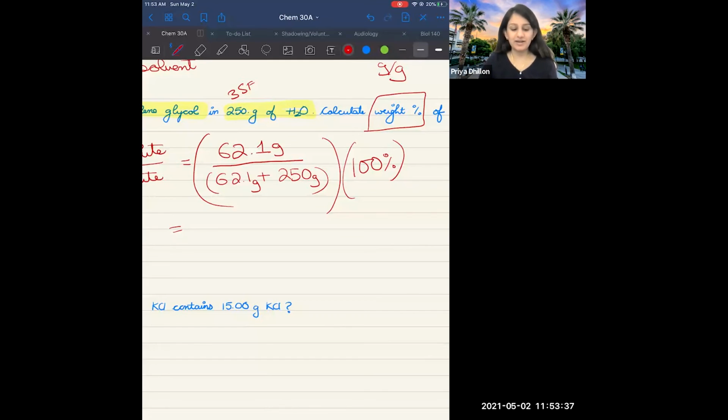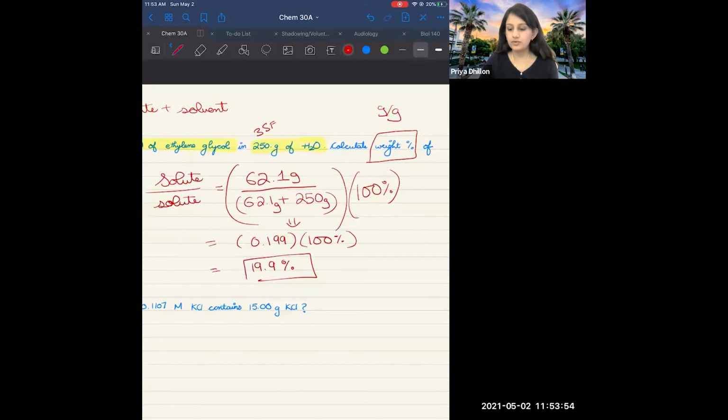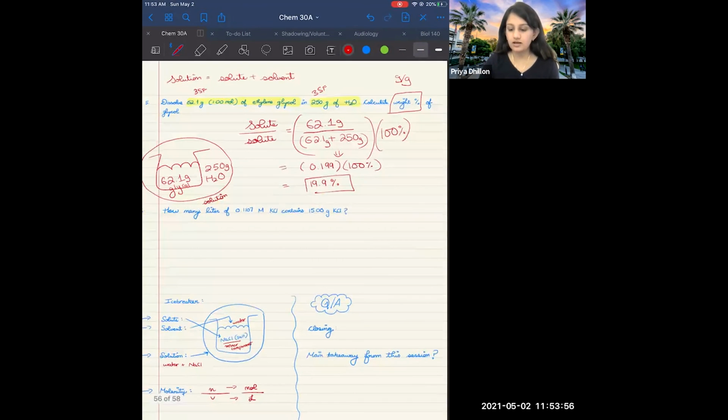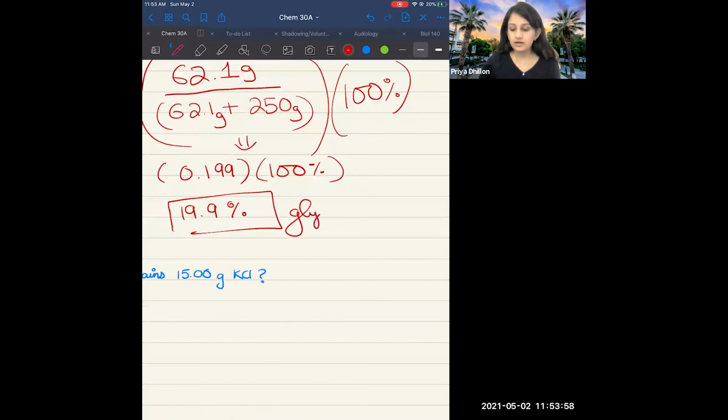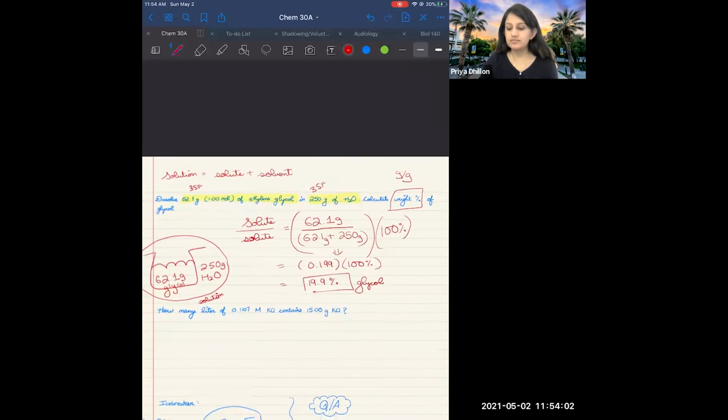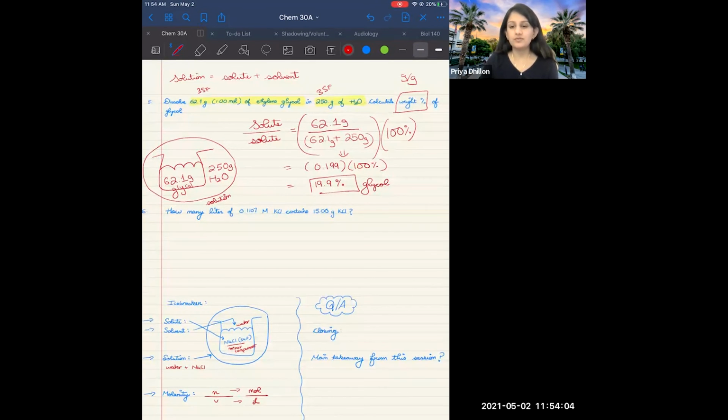Yes, that's exactly what I got. Yep, so basically once you put this into the calculator, you get 0.199, you multiply by 100%, and you get 19.9%. Here you go. And that would be the weight percent of glycol. Okay. Is this clear to the both of you?